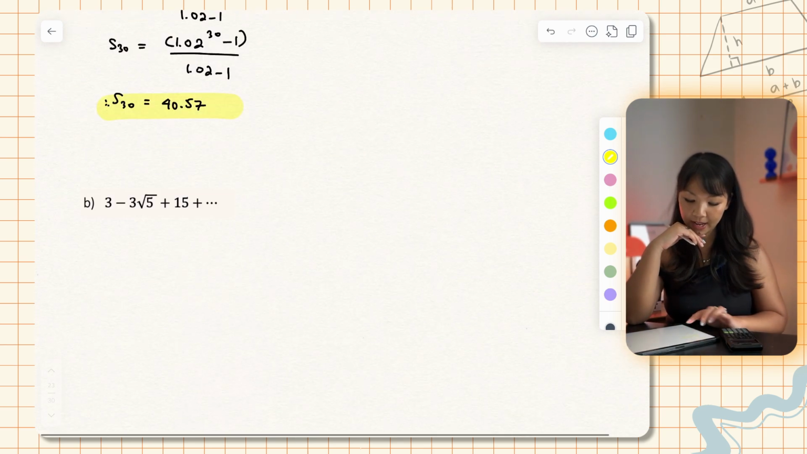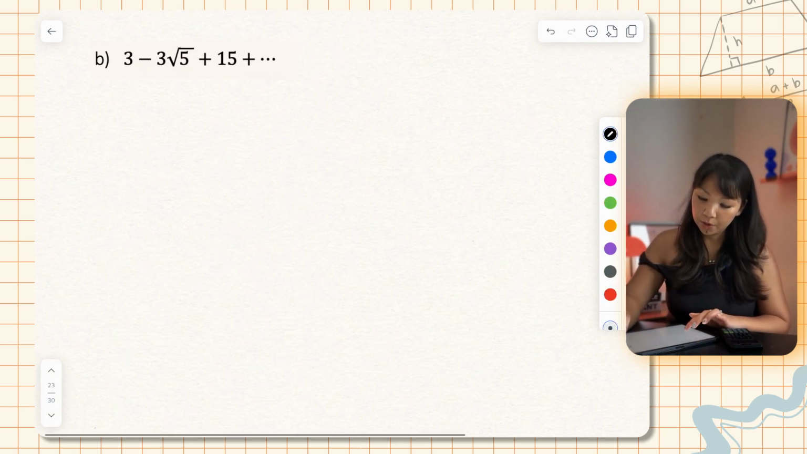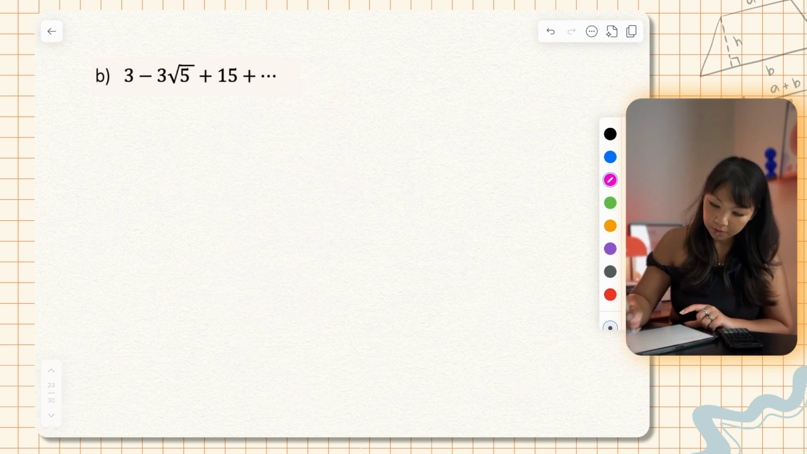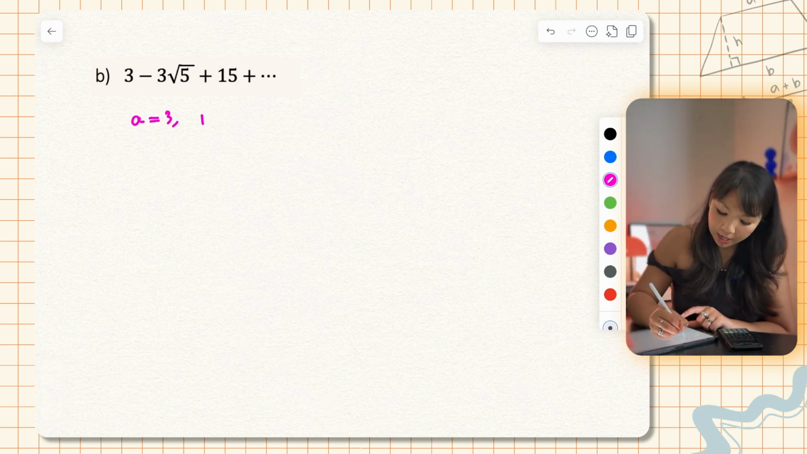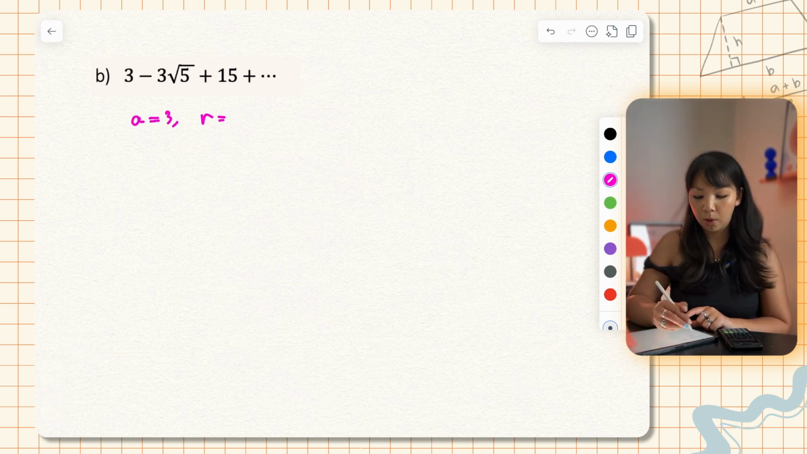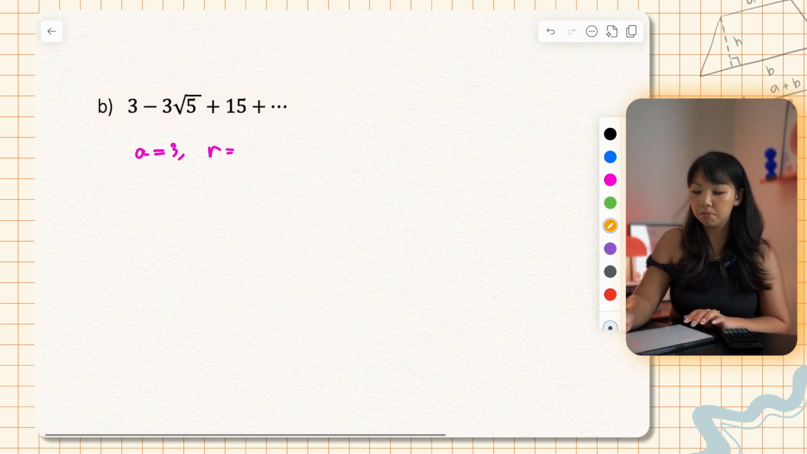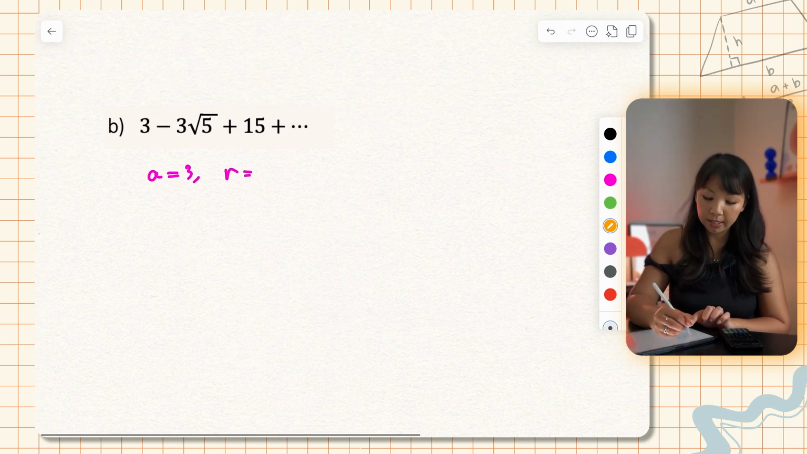Great. Next, B. So if I want to find S30, we have a is 3. Now, what's our common ratio? Well, we're going from 3, and then we go to negative 3 root 5. And then we go to 15. So the only way for that to be the case is that for our common ratio to be negative root 5.